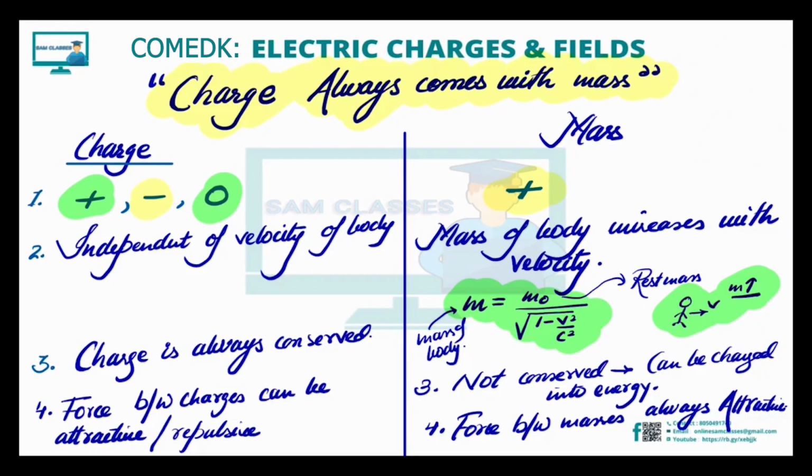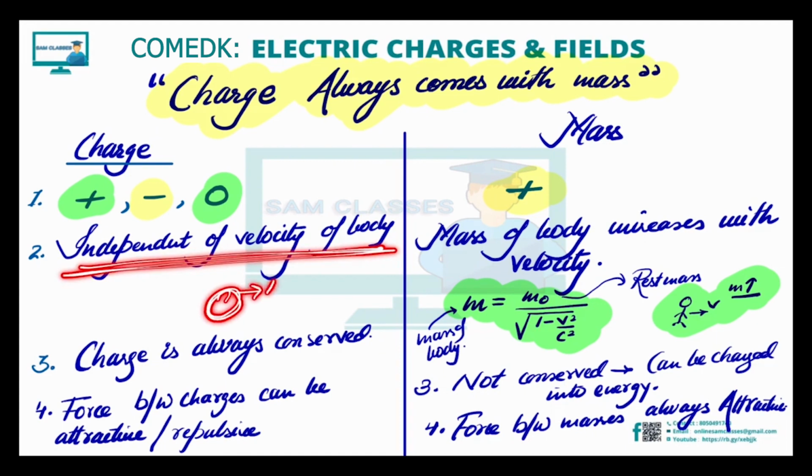Now, let's see the difference between charge and mass. Charge, very simple definition difference we can see. It can be positive, we already know, negative, and it can be zero. If the positive and negative charges are the same, they will add up and come to zero, neutral. Now mass is always positive. Have you heard of a negative mass? Never.